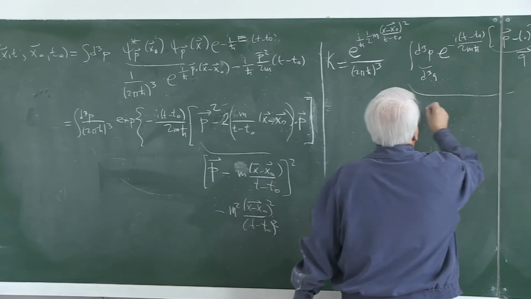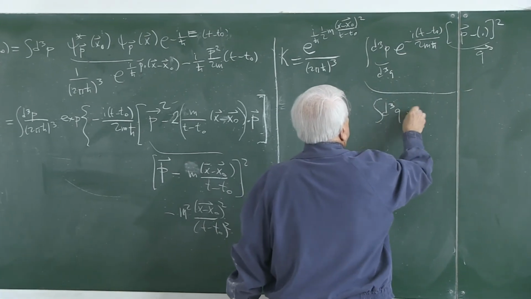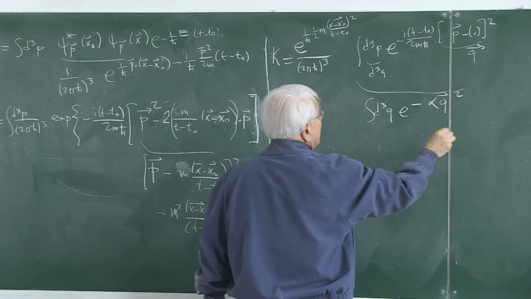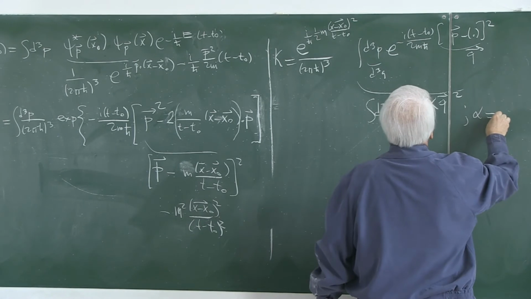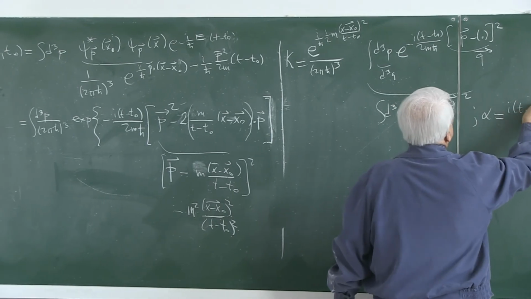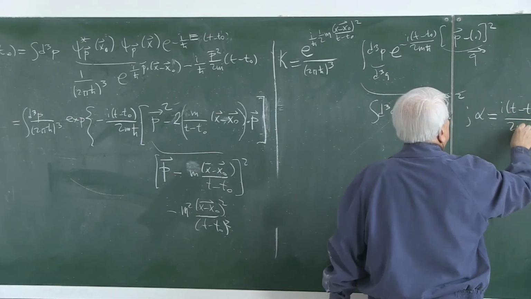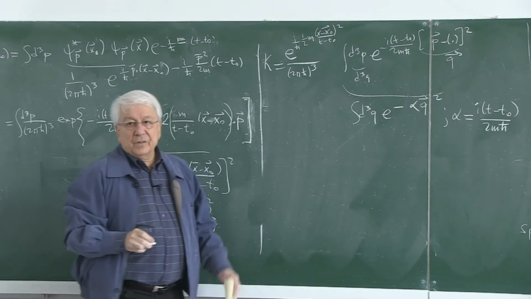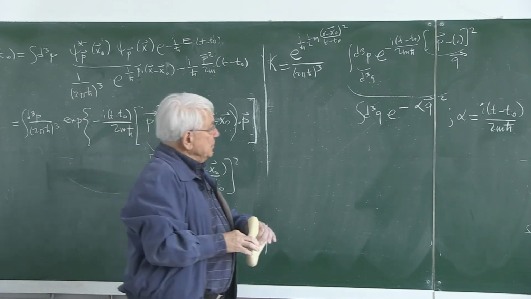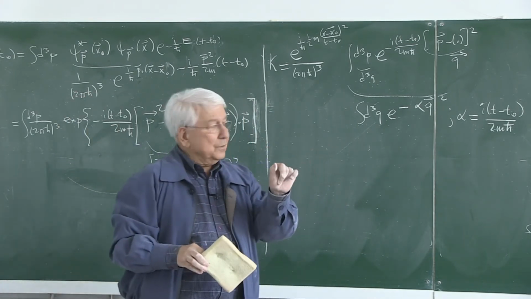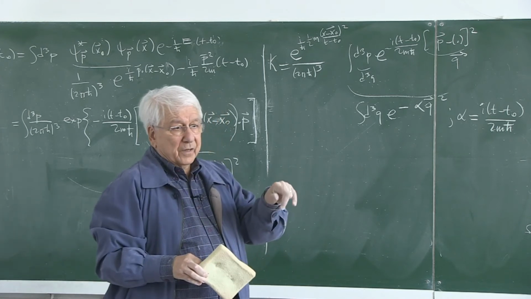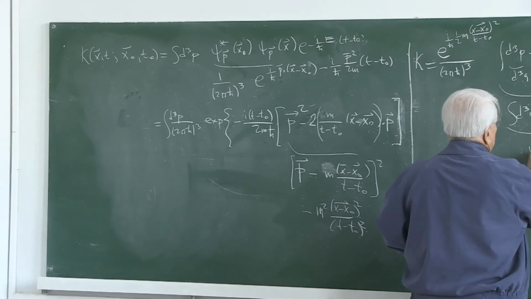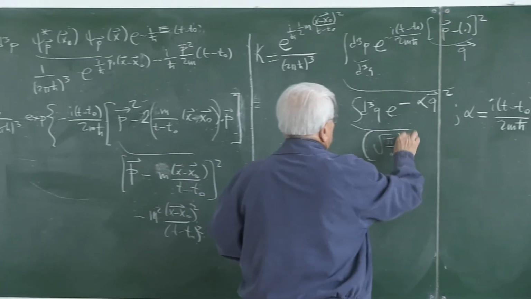So the integral is d cube q e to the minus alpha q squared. What is alpha? Let me write next to it. Alpha is i times t minus t0 divided by 2m h bar. How nice. That is what I have defined as alpha. Notice that this is a Gaussian integral in three directions, dqx, dqy, dqz, in factorized form. So this gives pi over alpha, cubed.